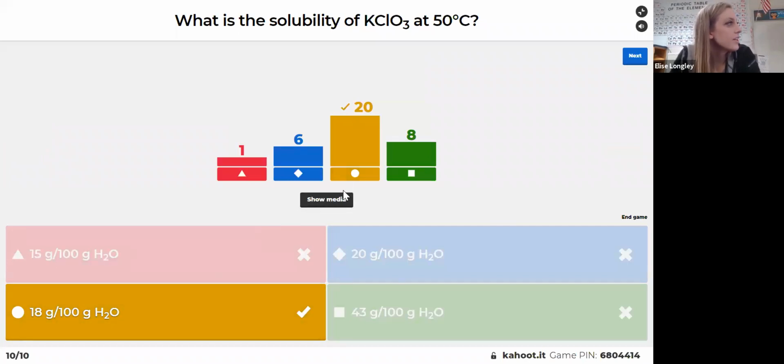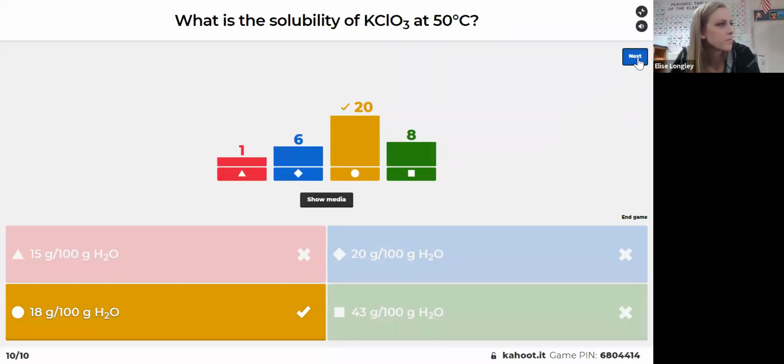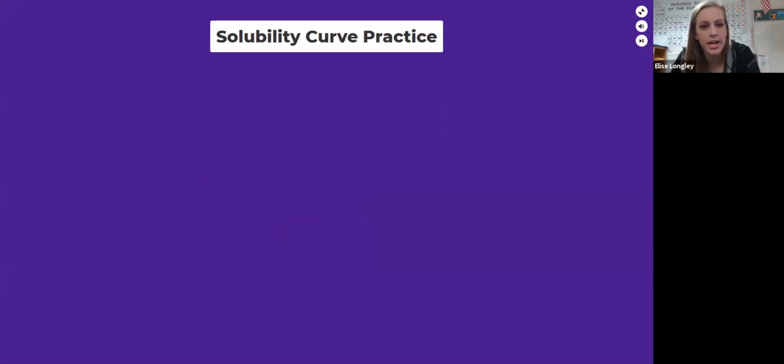Yes, 18 grams. So we go to 50 degrees. We find potassium chlorite, which is here, and we see it's just under 20, but it's not at half. It's above half, but under 20. That's why it was 18 grams. Perfect.